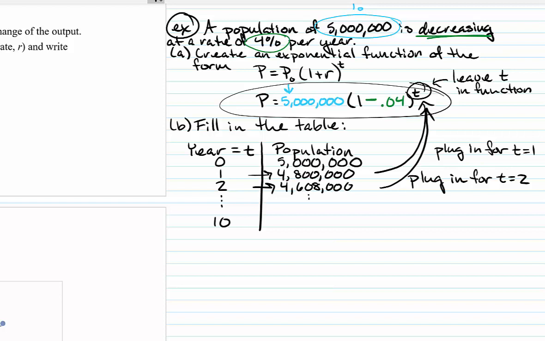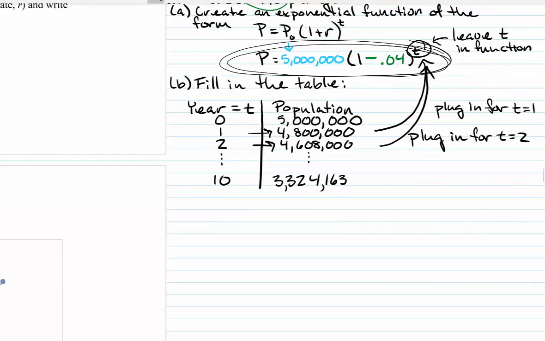And you could just keep doing that. Plug in 3, plug in 4, plug in 5. Let's go down and plug in 10. If we plug in 10, we should get 3,324,163, and I had to round that number, and that's okay. So that's how you fill in a table like this. That's what this formula is useful for, this function is useful for.